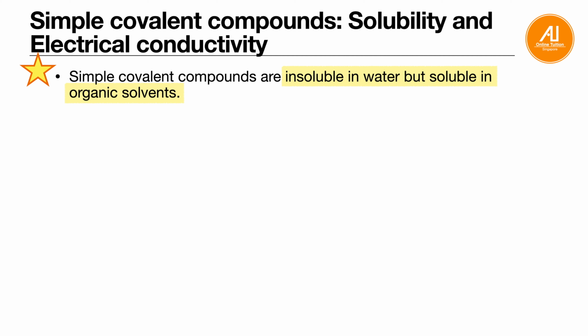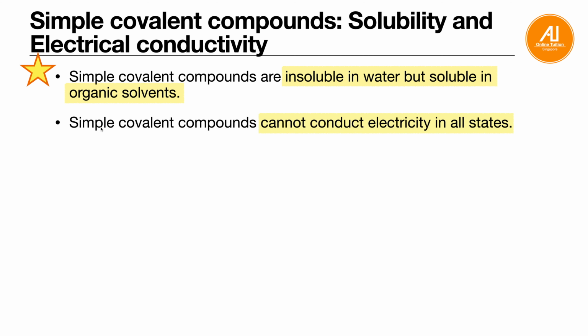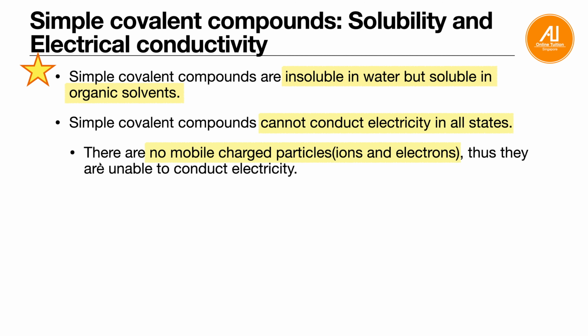Next one, what about the conductivity and the solubility? Take note, simple covalent compounds are insoluble in water. They cannot dissolve in water, but are soluble in organic solvents. Next, simple covalent compounds do not conduct electricity in any state. Why? Because there are no mobile charged particles. They don't have any ions or any electrons. That's why they cannot conduct electricity. All the electrons are used for bonding, so no mobile charged particles.